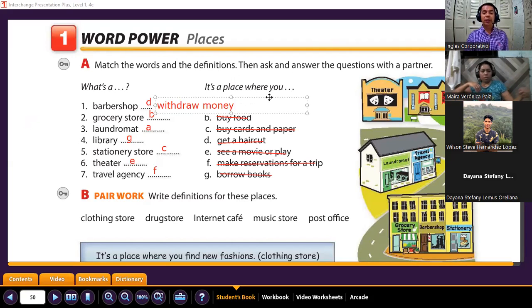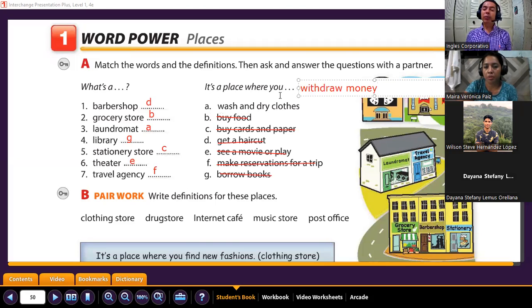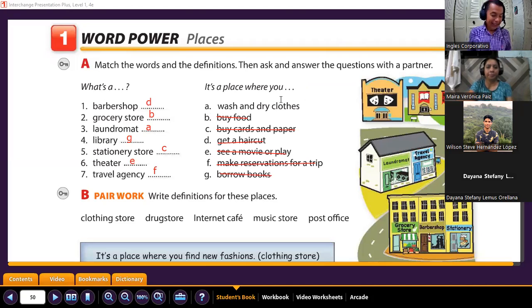¿El anterior que había dicho? Take. Tomar, llevar dinero, pero suena como que lo va a robar. No, así no. Okay. It's a place where you withdraw money, right? Sí, que es solo de ir a tomar, solo sin permiso ahí. Okay. And the last one, please.